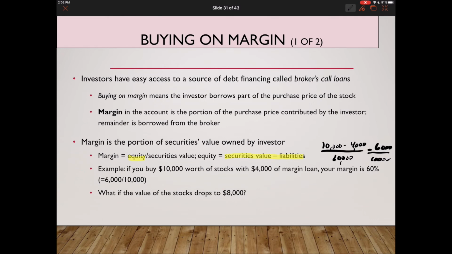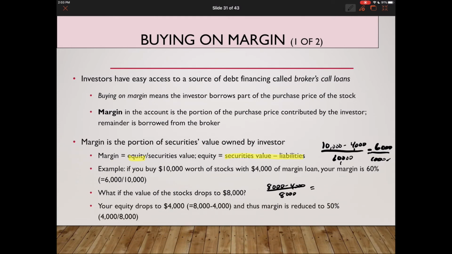Now, what would happen if the value of the stocks drops to 8,000? So now the security value is 8,000. You still owe 4,000 divided by the 8,000 value of the security. Now your margin has dropped down to 50%. So we get that 0.5 or 50% margin with the decrease here in the security value.